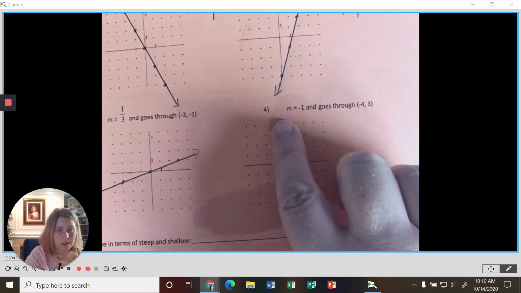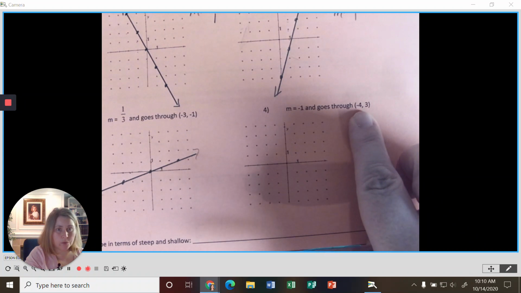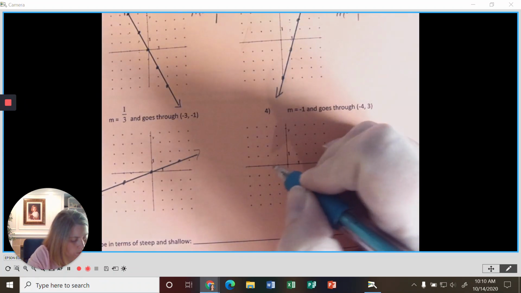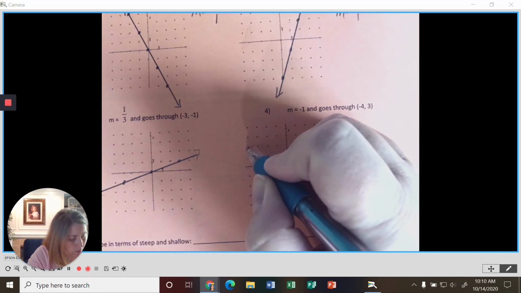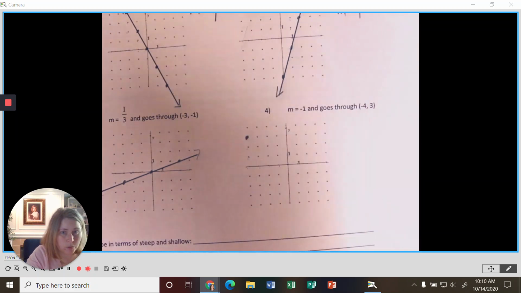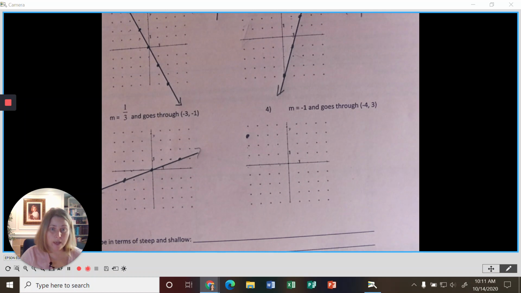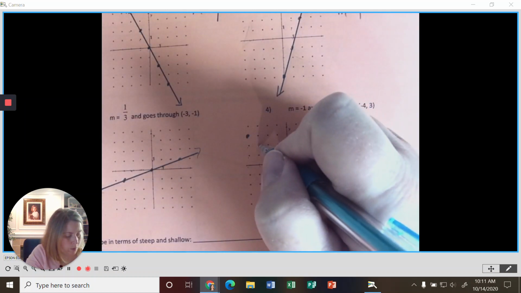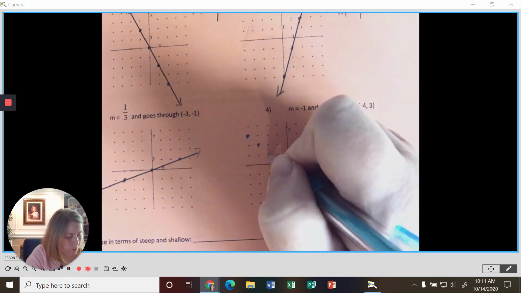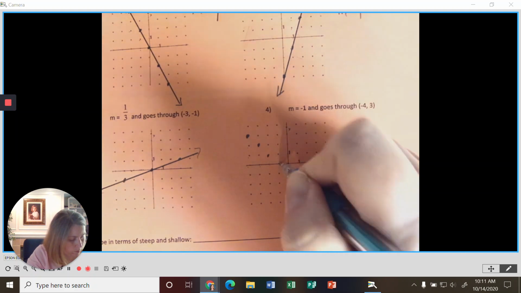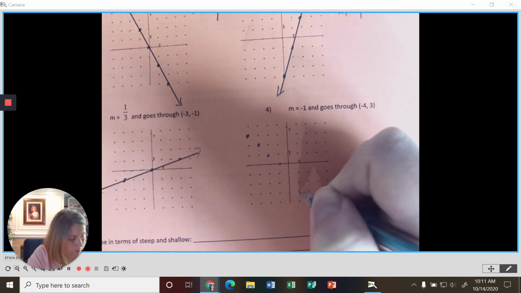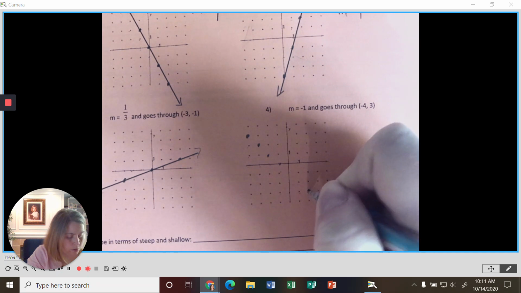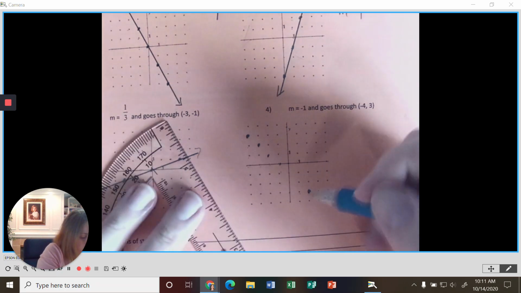Okay, number 4, write the equation of a line, or graph the line that goes through -4, 3 and has a slope of -1. So -4, 3 tells us to go left 4 and up 3. Plot our starting point, and this has a slope of -1. So I can go down 1, right 1 to get that -1 slope. And then I just went down 3, right 3 to speed that up a little bit.